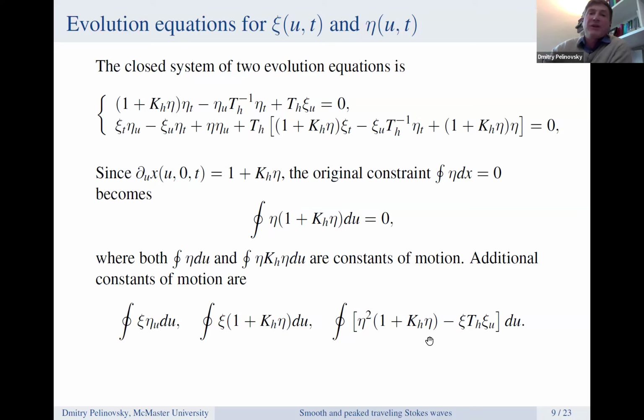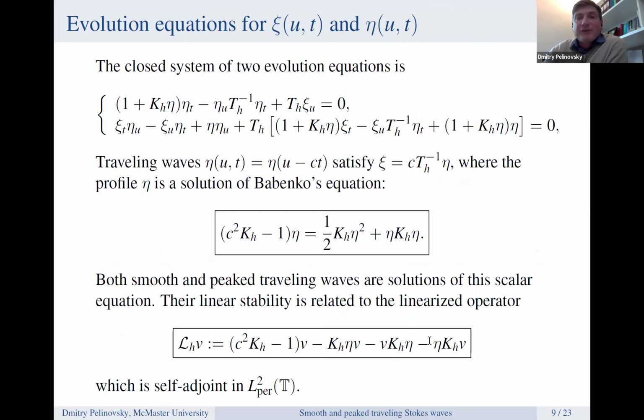It's encoded here. Now, if we think about traveling wave solutions, these equations become particularly nice. For the traveling wave solution, the quadratic part of the first equation cancels out, and we have a local linear relation between the velocity potential and the free surface. And if you substitute this relation into the second equation, it becomes what is known as the Babenko equation.